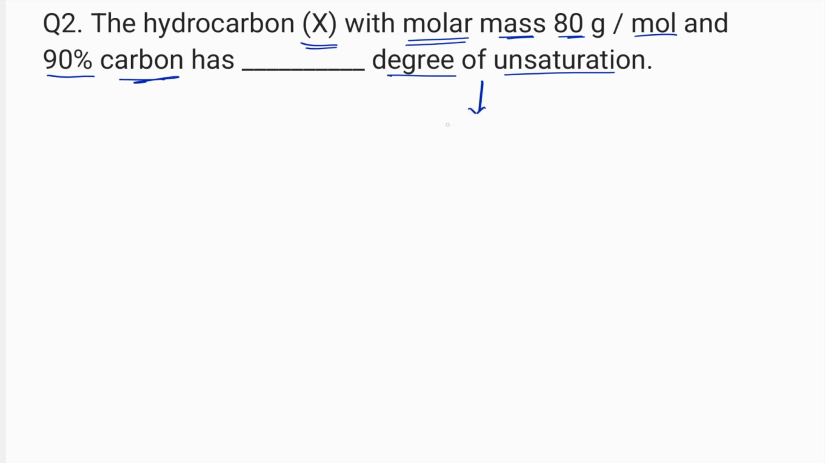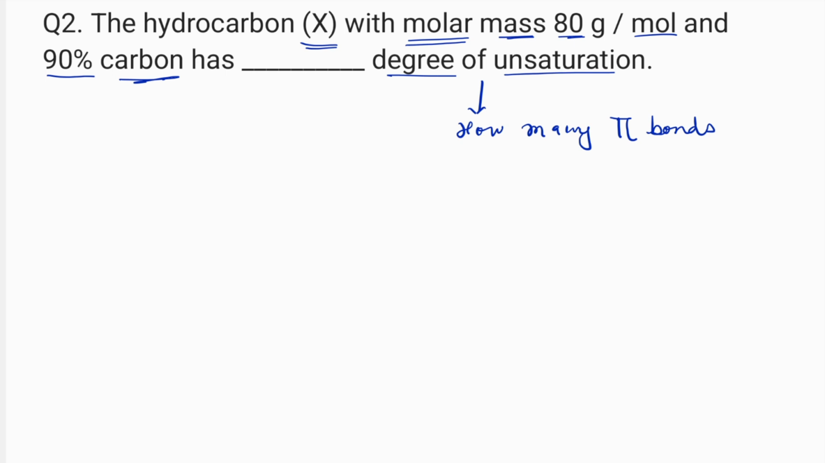Degree of unsaturation means how many pi bonds are present. Okay, how many pi bonds are there. Because unsaturation is because of only pi bonds. So a pi bond can be a single pi bond or double pi bond, there can be anything. So that is degree of unsaturation.